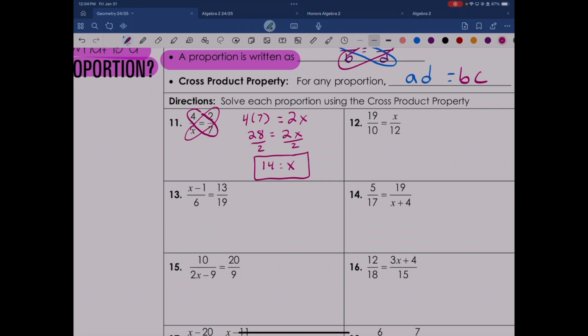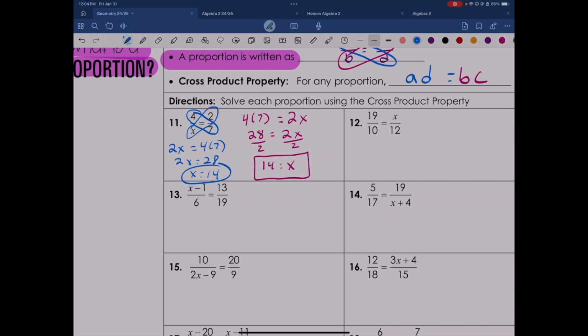Now, generally speaking, I'm probably not going to do it in that direction. What I'm looking for is my variable. And my variable is down here at the bottom. So since my variable is here, I'm probably going to do that cross product first. 2 times x is 2x equals 4 times 7. So 2x equals 28. You get the same answer, obviously. It's just that we're used to the x being on the left-hand side. You don't have to do that, but I think it helps to do it.